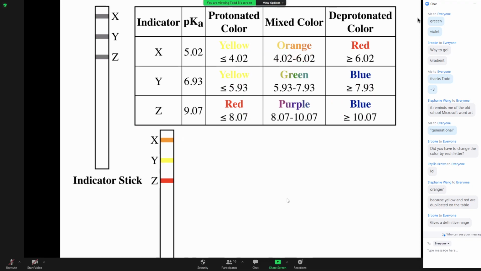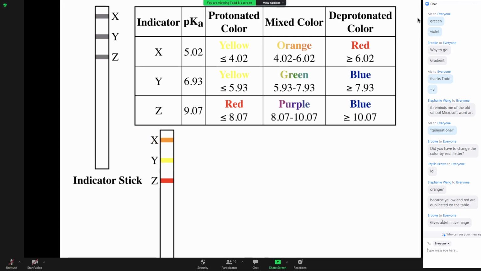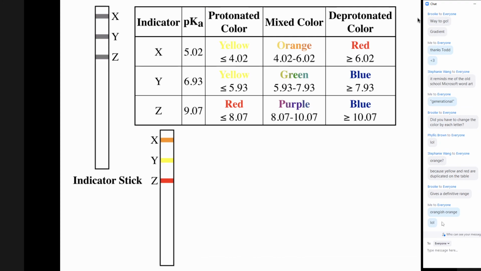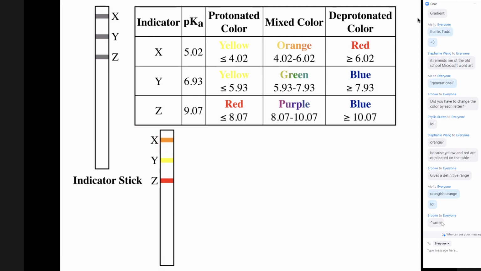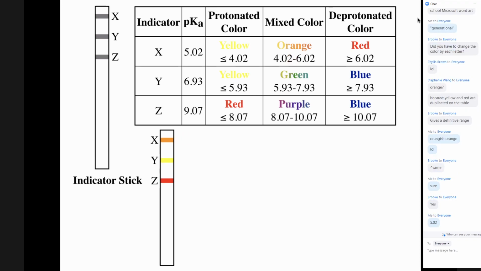So would you describe this as yellowish orange, reddish orange, or orangish orange? This is orangish orange with a hint of orange inside of it, which means it's probably right about in the middle of that range. Sure. So can I say this is probably around 5.02? This one simply tells me it's less than 5.93, which fits with what we know here. This tells me it's less than 8.07, which again fits with 5.02.